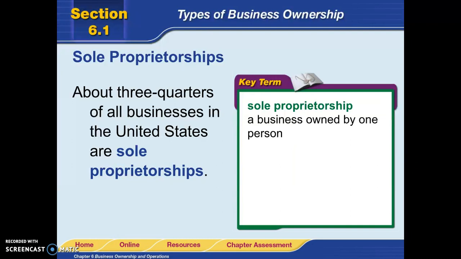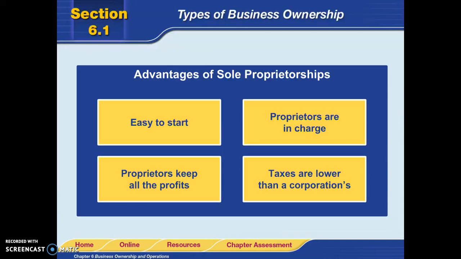A sole proprietorship is a business owned by one person. Believe it or not, about 3/4 of all businesses, that's 75% of the businesses in our nation, are sole proprietorships, which means one owner. Small businesses do rule the U.S. economy, no doubt about that. When it comes to a sole proprietorship, there are many advantages. First of all, they are easy to start. Proprietors keep all the profits. Proprietors are always in charge, and taxes are lower than they are for a corporation.